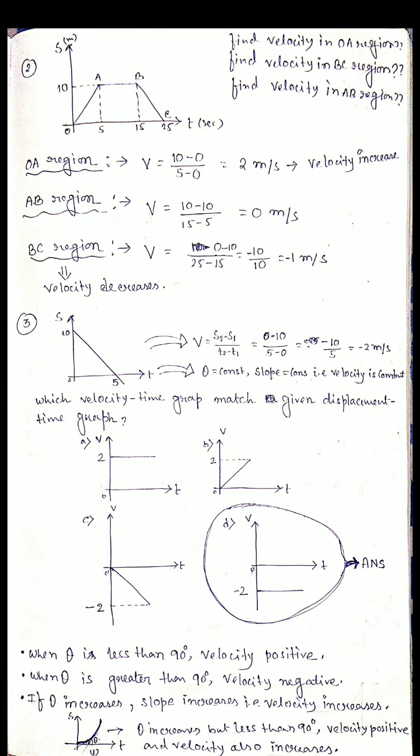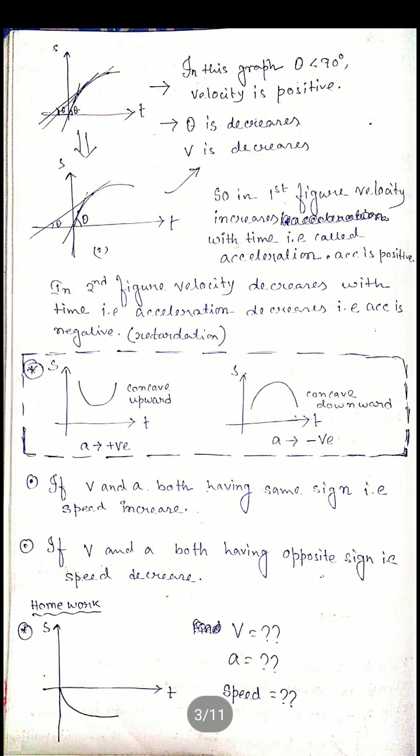The value of velocity is positive, but it is not constant, it increases, because in this case theta's value also increases. Theta's value is not constant. So we can say that this is an increasing positive velocity. Understood? Okay. Next, here you see another graph.